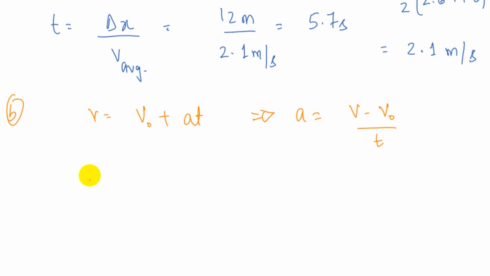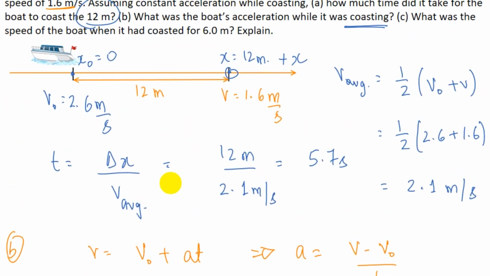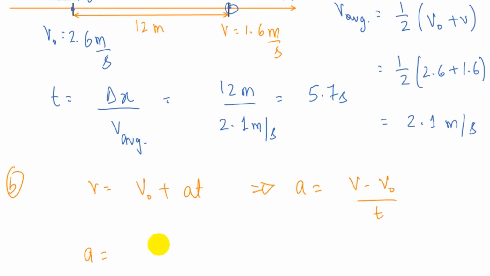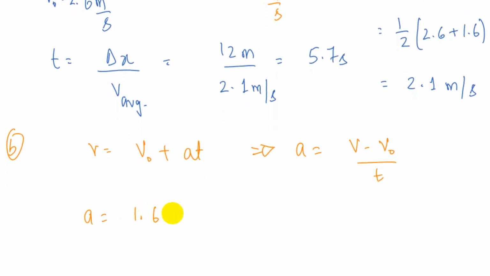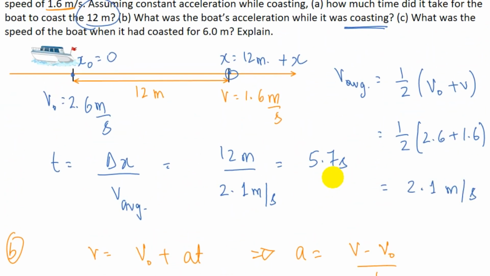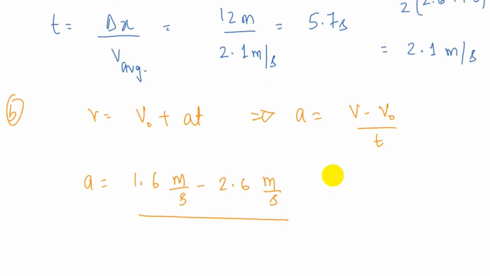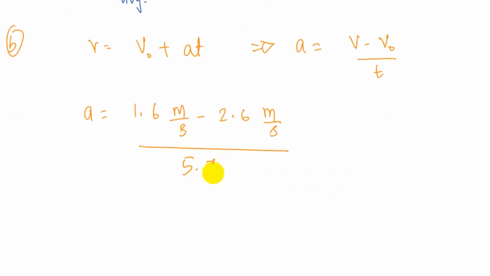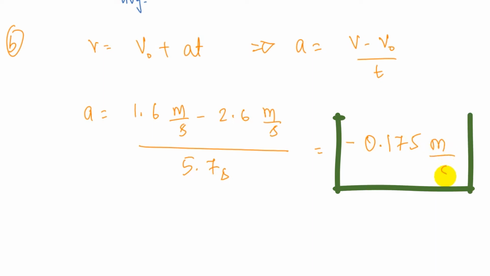Now we can put the values. So a is equal to, now we are given 1.6, so 1.6 meter per second, minus v naught, we have 2.6, so 2.6 meter per second, divided by the time it took, which is 5.7 seconds. So from here we'll get the answer in negative 0.175 meter per second squared.